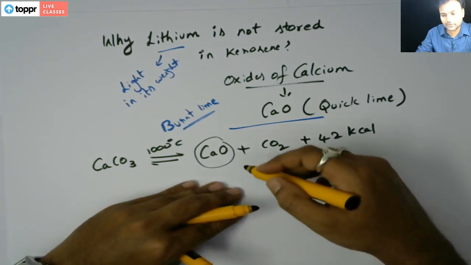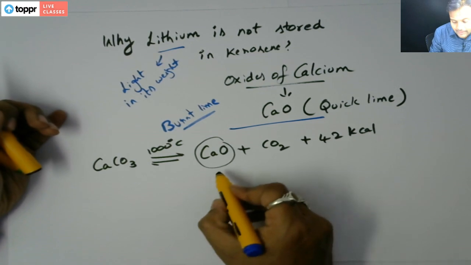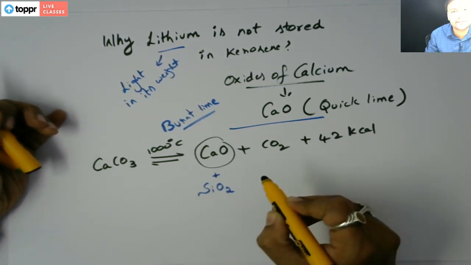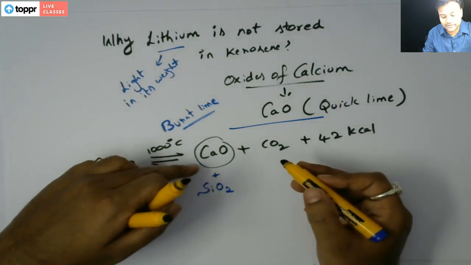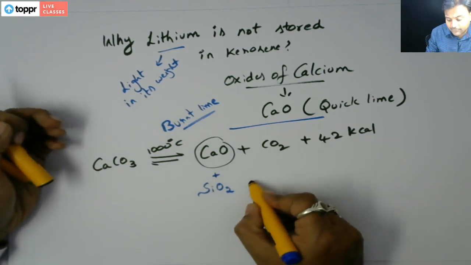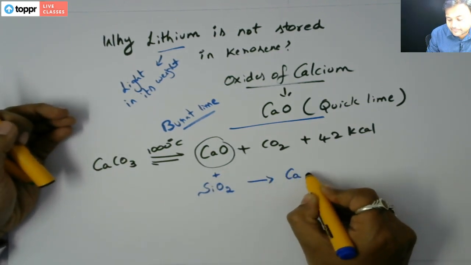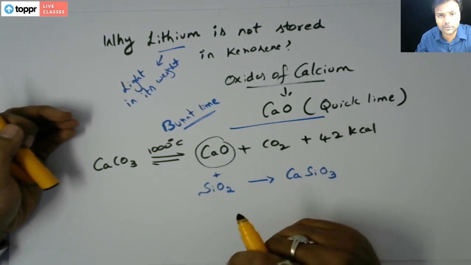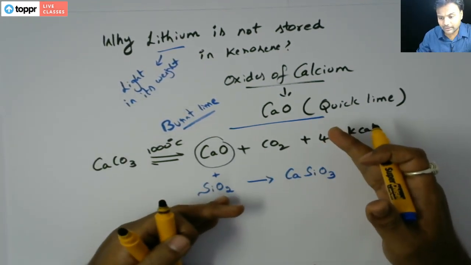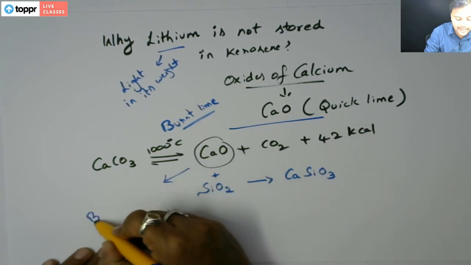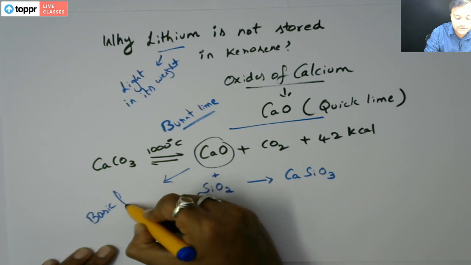The main property of calcium oxide is that it reacts with acidic impurities like silica, or silicon dioxide, and forms calcium silicates. One of the important properties. So why is it so important? Because calcium oxide can be used as a basic flux in the metallurgy process.